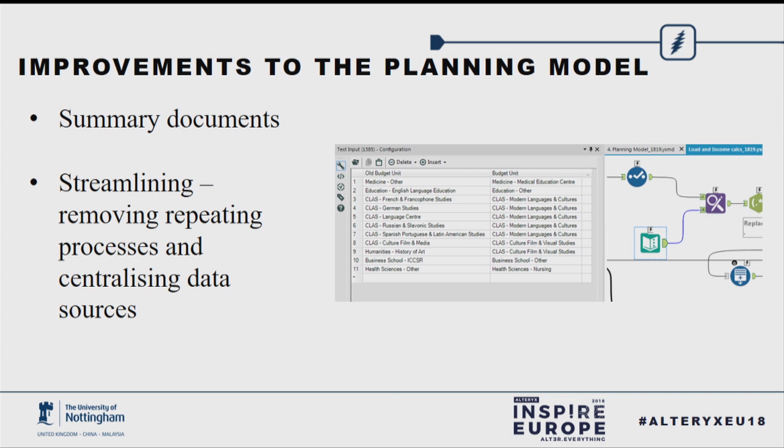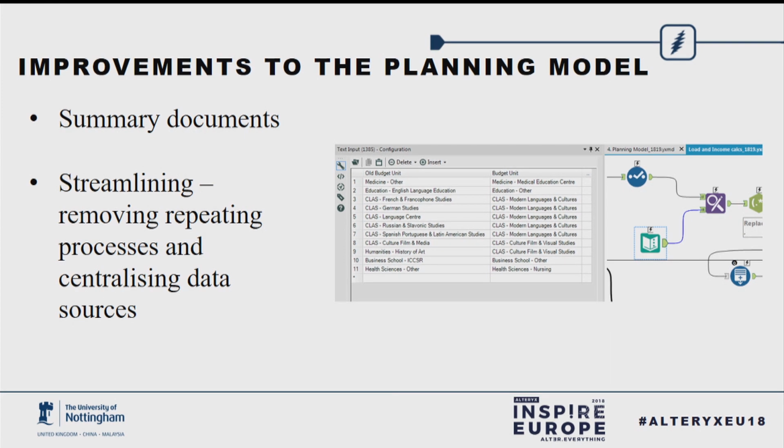Also, what we're trying to do is streamline the process as well, so remove any repeating processes and centralize data sources. For example here, we've got quite a lot of text inputs that are scattered around the workflows. This one changes the names of budget units from one thing to another, for example German studies to modern languages and cultures. And this happens at various points throughout the workflow.